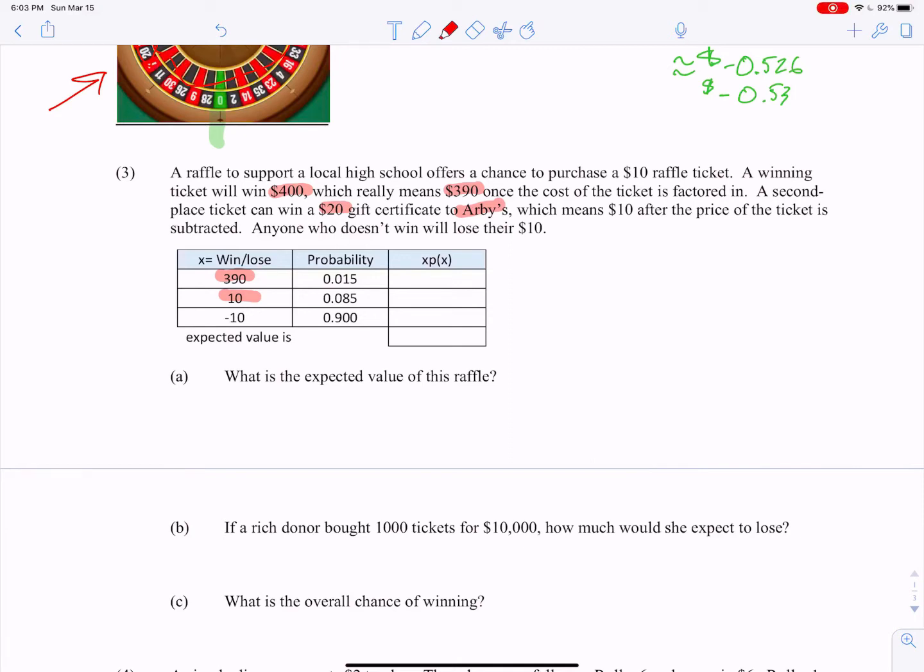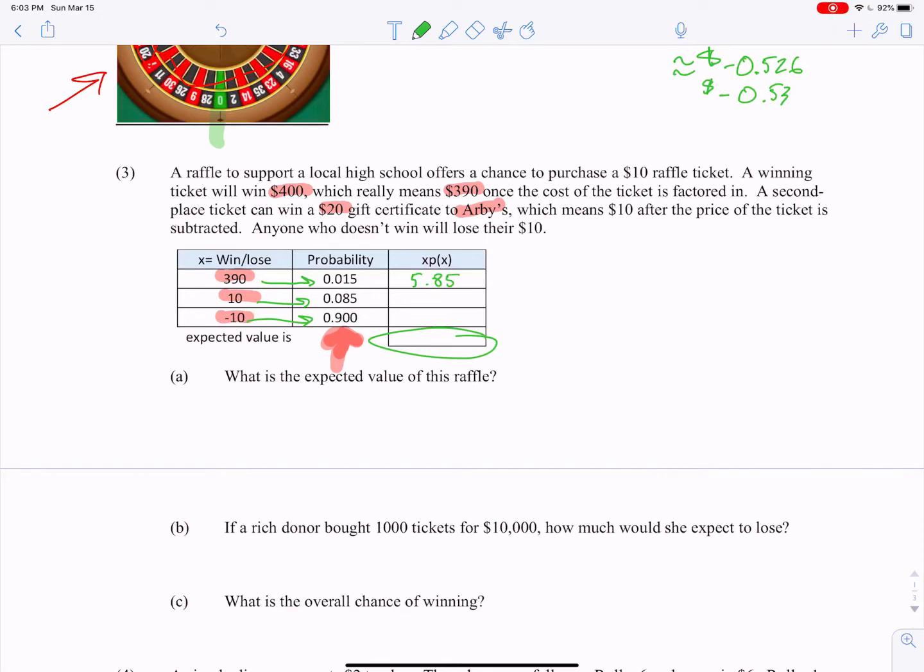Now, if you lose, of course, you simply lose your $10, which is why it's negative. And these are the probabilities right here associated with that. Okay, so the same idea as before. We're going to multiply each x value times its probability and then sum them up. The sum right there, that will be the expected value. So 390 times 0.015 is 5.85.